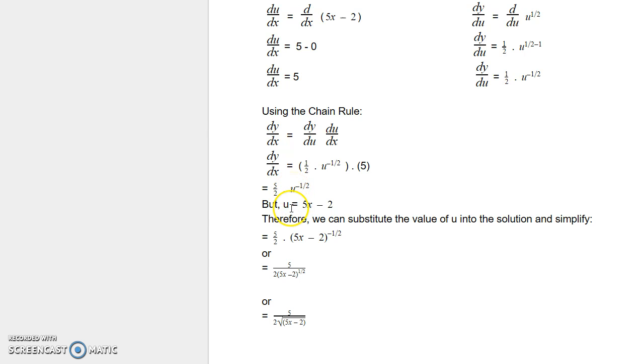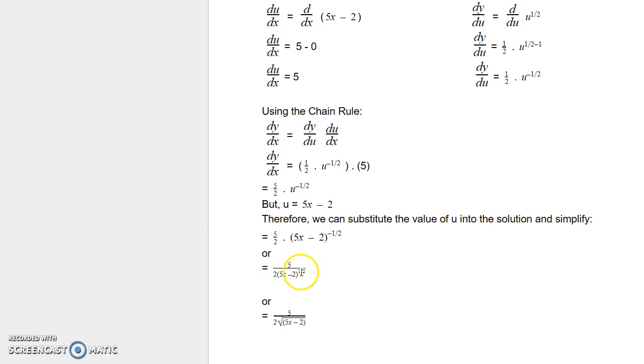We started by saying let u be equal to 5x minus 2. Wherever we see u, we're going to substitute the value 5x minus 2. We can write it as 5 over 2 times 5x minus 2, the whole thing raised to the power of minus 1/2. We can express an exponent as a positive exponent by bringing it to the denominator. When we bring 5x minus 2 to the power of minus 1/2 to the denominator, we can write it as 5x minus 2 to the power of plus 1/2. So therefore, we can write it as 5 over 2 times 5x minus 2 to the power of 1/2.